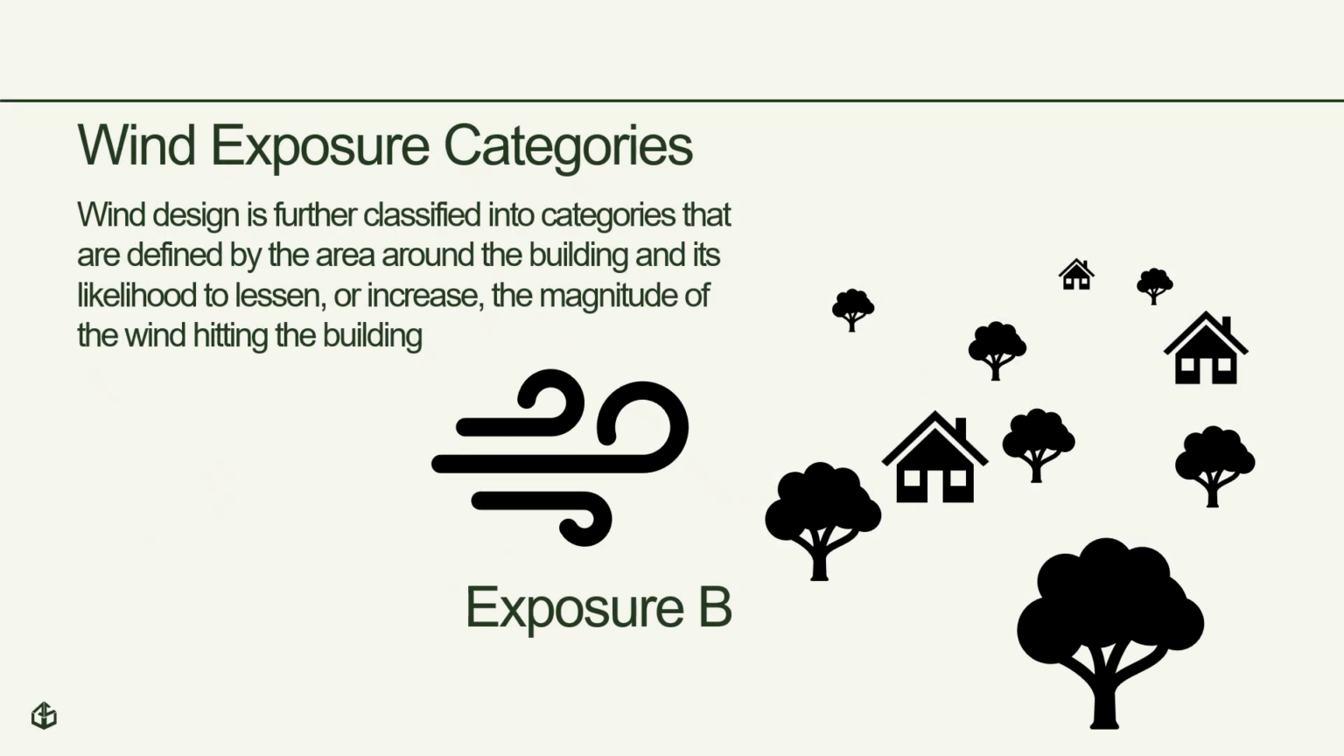Wind design is further classified into categories that are defined by the area around the building as it impacts the magnitude of the wind hitting the building. Exposure B is defined as urban and suburban areas, wooded areas, or other terrain with numerous closely spaced obstructions having the size of a single-family dwelling or larger. Exposure B is assumed unless the site meets the definition of another exposure.